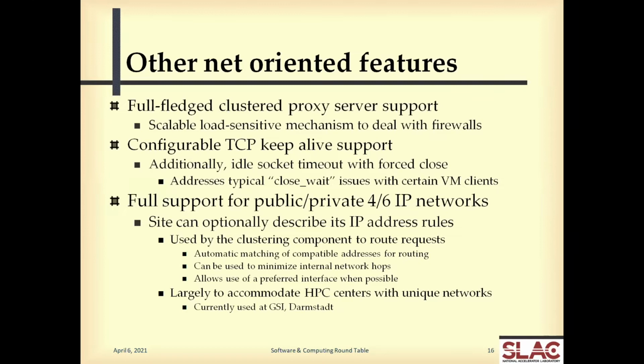That allows us to automatically match compatible addresses for routing, which winds up being a very difficult problem in HPC centers. We can also use that information to minimize the number of internal network hops, which is very important in HPC centers because they wind up doing these weird network combinations to get the best performance they can out of the network. We have to be able to work with that, and that includes using preferred interfaces whenever possible. That kind of support is currently used at GSI to make complete use of their network.